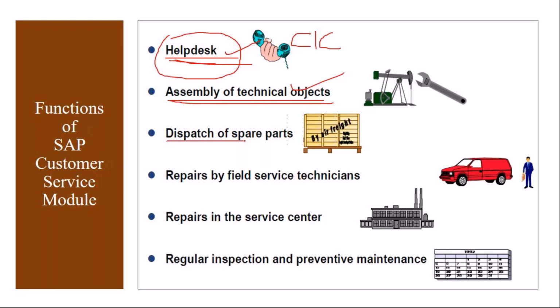Next one, dispatch of spare parts. Suppose you sold a product to the customer. After some time, the customer says, "I need these spare parts. I'll do the repair activities myself." Then you have to dispatch, that is, sell the spare parts to the customer. How to do that activity in the system, we will understand.